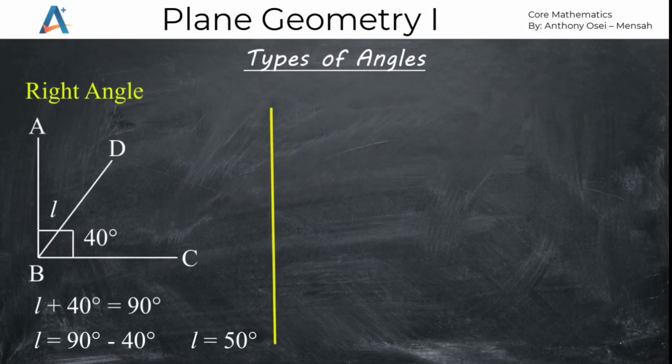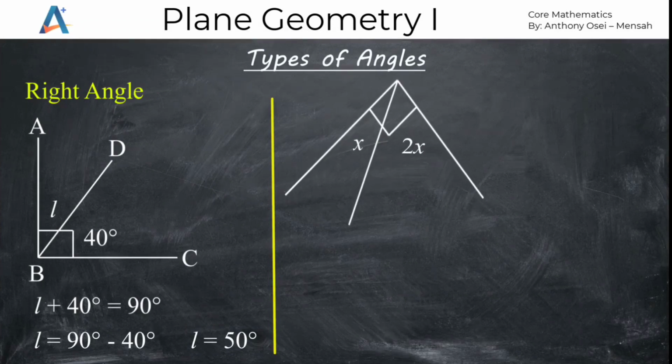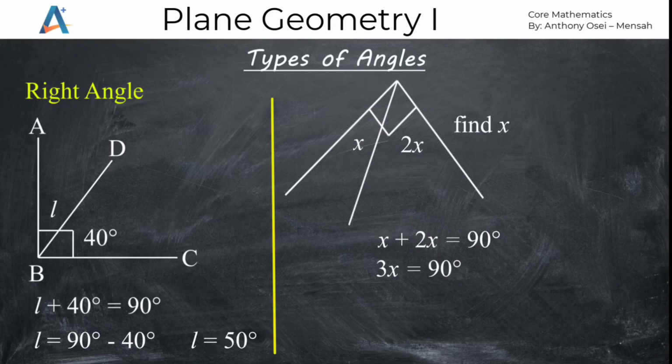Let's take another question. This question also depicts an angle of 90 degrees with separation into two angles. It says find X. Now X here and the 2X here, when you combine, you get 90 degrees. So with this diagram, we say X plus 2X should be equal to 90 degrees. Now X and 2X, when you add them, you get 3X. So 3X is equal to 90 degrees.